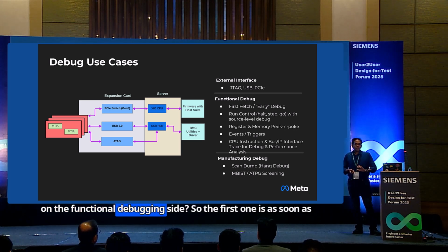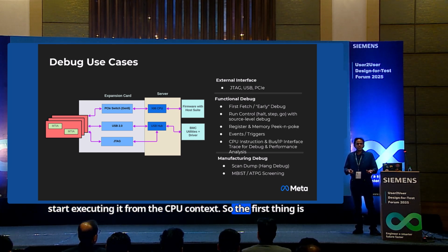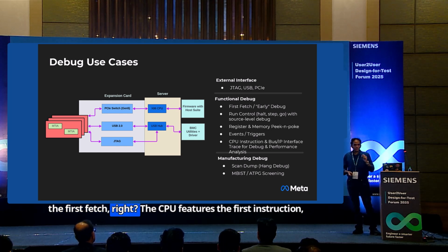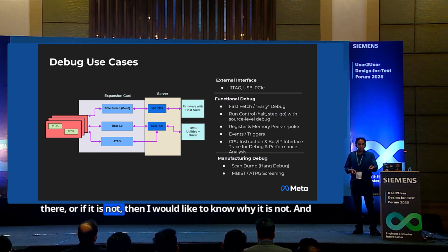So what do we do on the functional debugging side? The first one is, as soon as you have the silicon, you're going to download the HBIN file and start executing it from the CPU context RAM. So the first thing is the first fetch. The CPU fetches the first instruction and starts executing it. I want to know if things are going right there, or if it is not, then I would like to know why it is not.